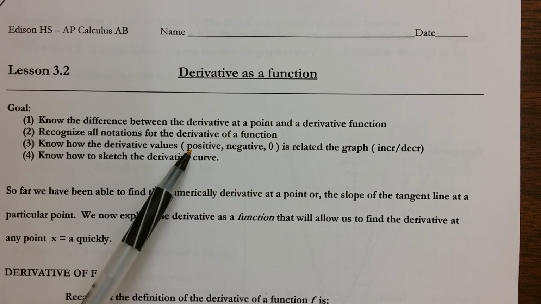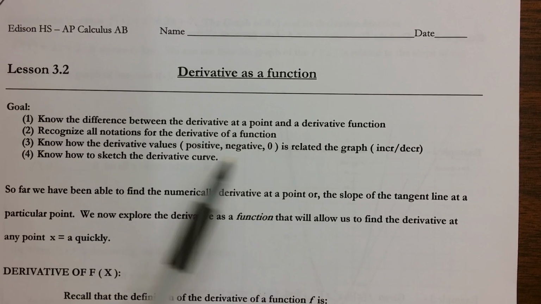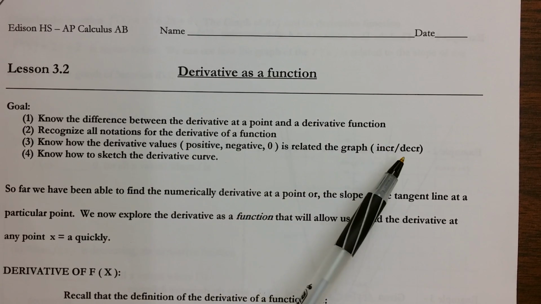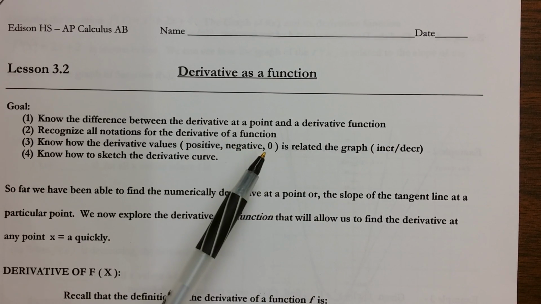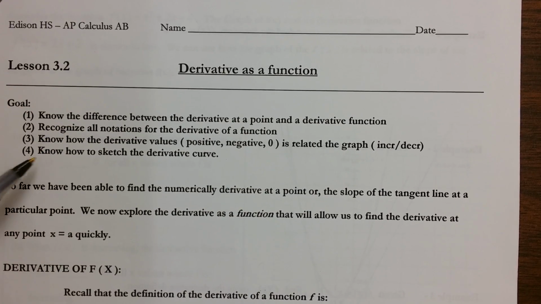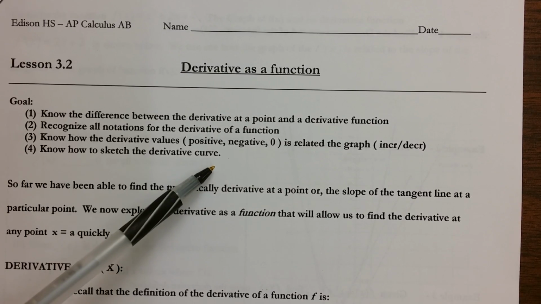Know that when a derivative is positive, how that is related to the graph. Know when the derivative is negative, how that's related to the graph. And then know when the derivative is 0, how that's also related to the graph. And last but not least, I'm going to show you how to sketch the graph of the derivative.